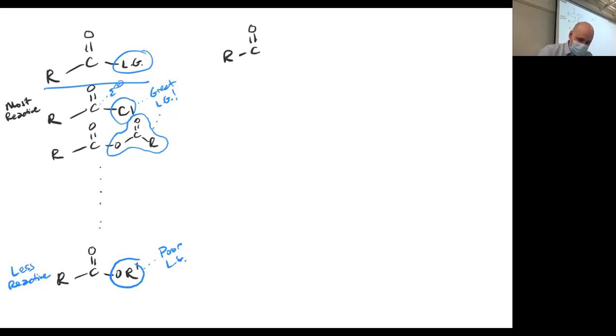So if you have the top of the line, most reactive electrophile, you don't need a good nucleophile. You just need any nucleophile. And it turns out that any nucleophile will react with an acid chloride.